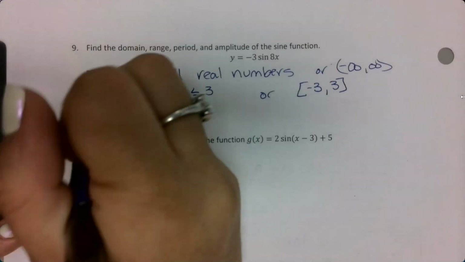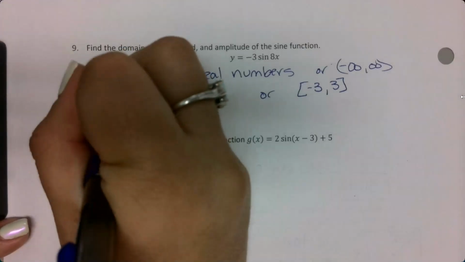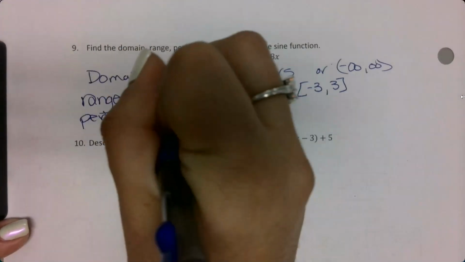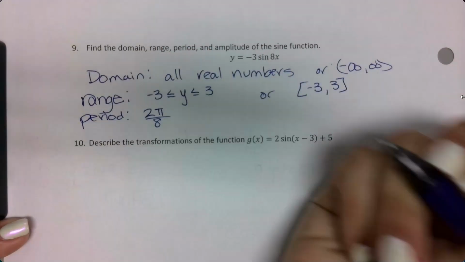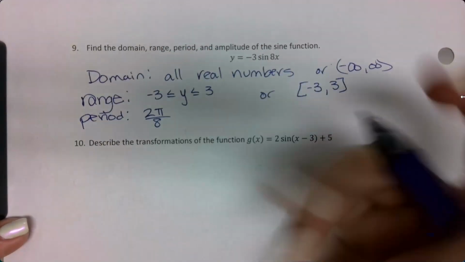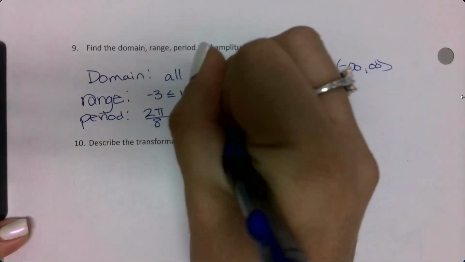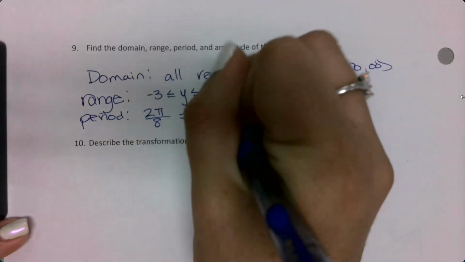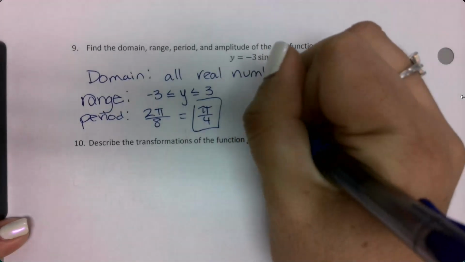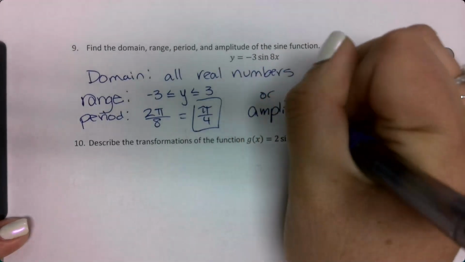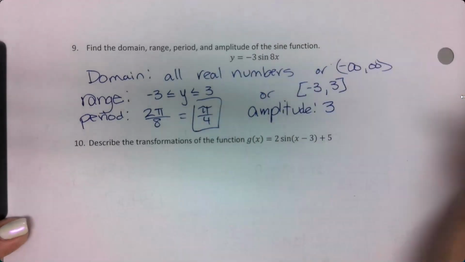To find my period, I want to take 2 pi and divide by my value in front of the x, I mean. So that gets me pi fourths. My amplitude is just the number out front. That is positive 3.